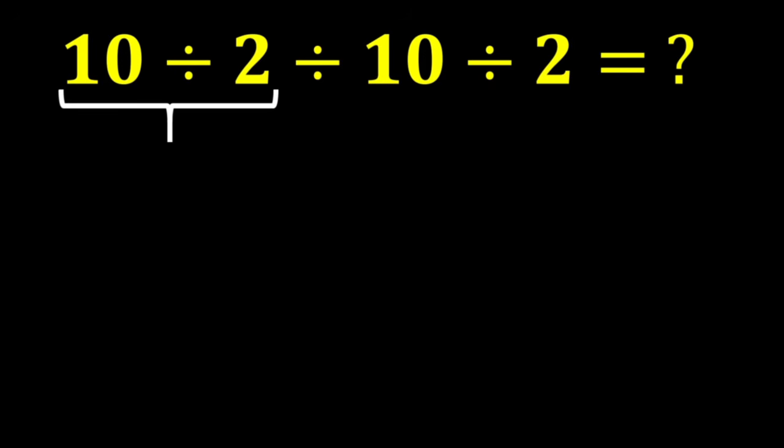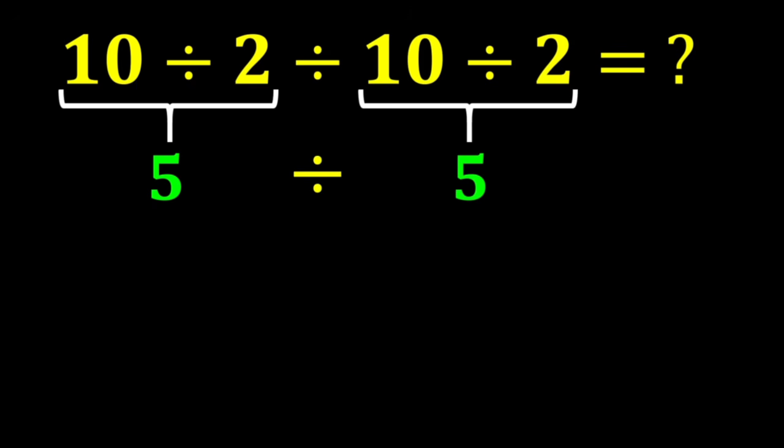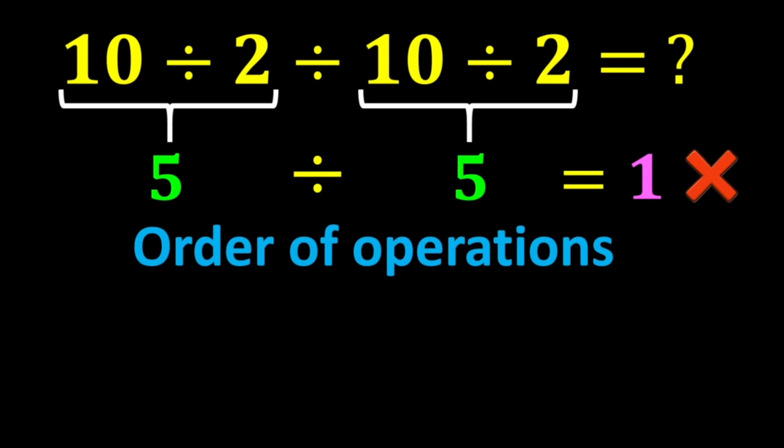10 divided by 2 gives us 5, and again 10 divided by 2 gives us 5. In the end, 5 divided by 5 gives us 1. But this answer is not correct because we did not follow one of the most important rules in mathematics called the order of operations. The order of operations tells us that when we face a mathematical expression, we cannot start solving it from anywhere we like. Instead, we must follow a specific order called the correct order of operations.